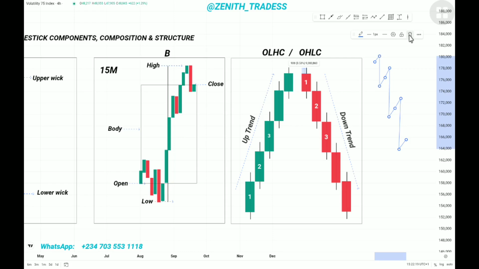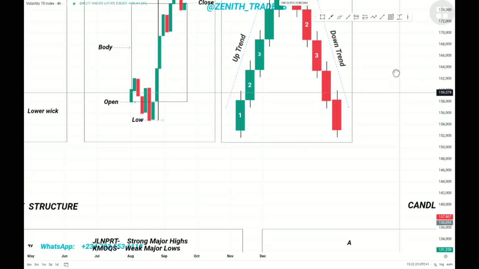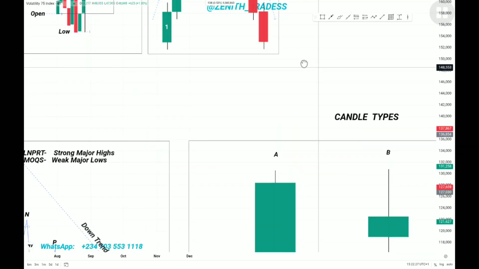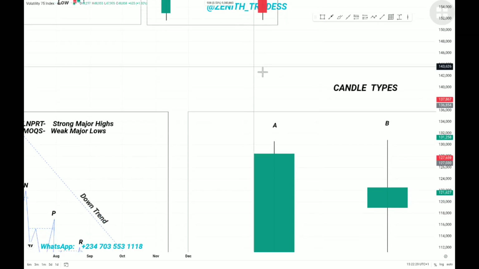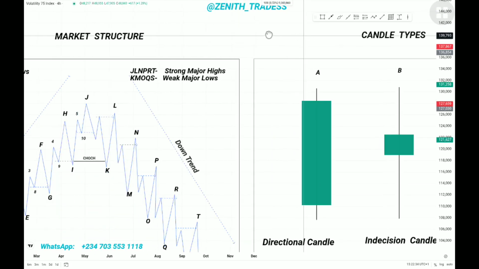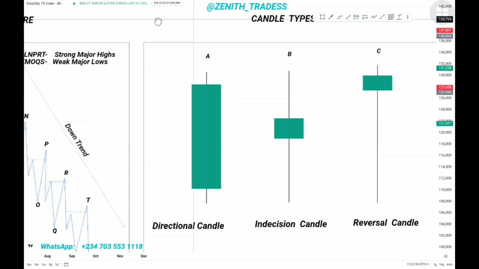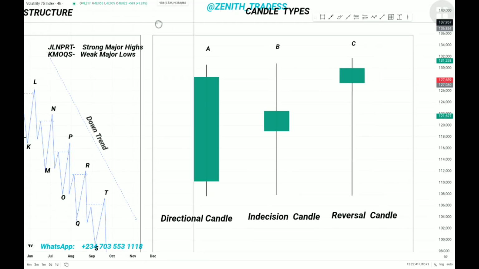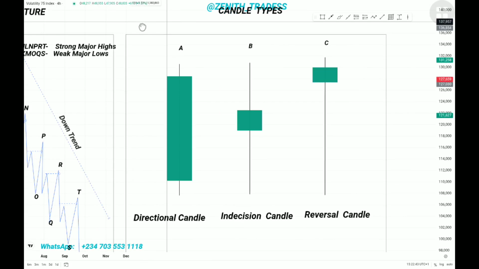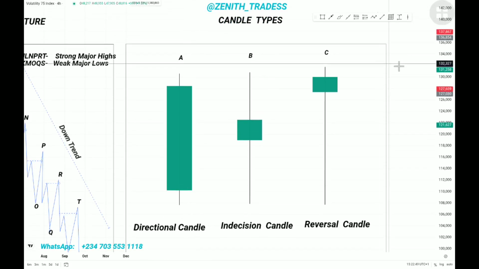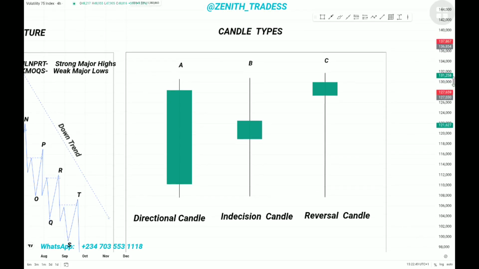All right. Now that we have understood the components, the composition, and structure, there are 3 types of candle we are going to look at, for the purpose of this very entry criteria. There are other types, but we'll limit ourselves to these 3. The very first candle we will be looking at is a directional candle. And this is the only type of candle we want to enter from its opening price. We don't want to enter from the opening price of any other candle rather than a directional candle.